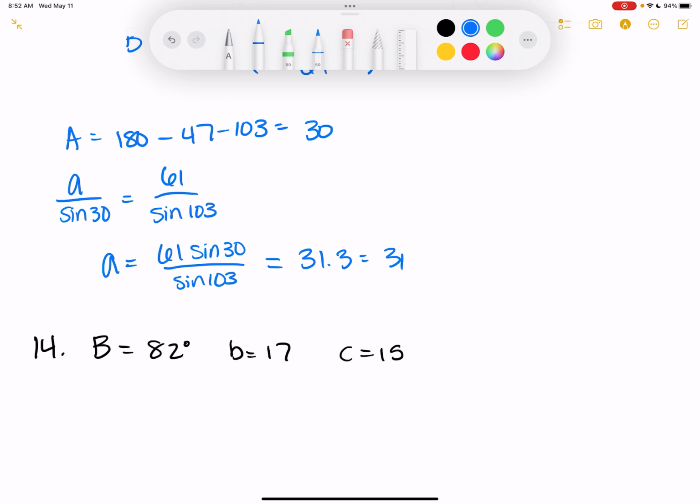So first, which scenario do I have? Side, side, angle. It's acute.